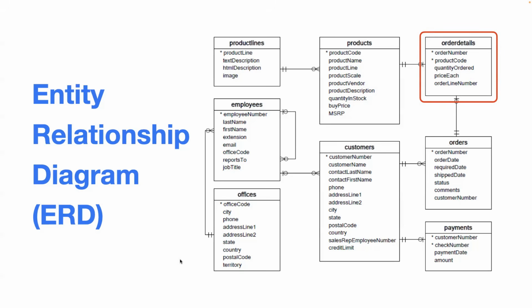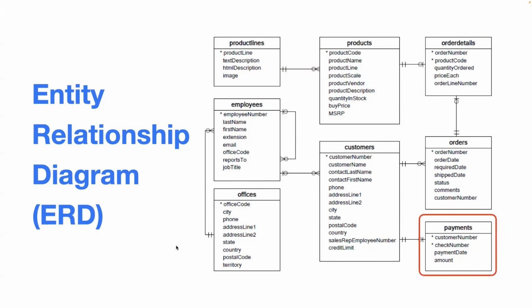Now, of course, the product code itself is a foreign key that refers to the products table, and the products have names. They belong to a product line, which is itself a foreign key. And then there is some other information about products as well.